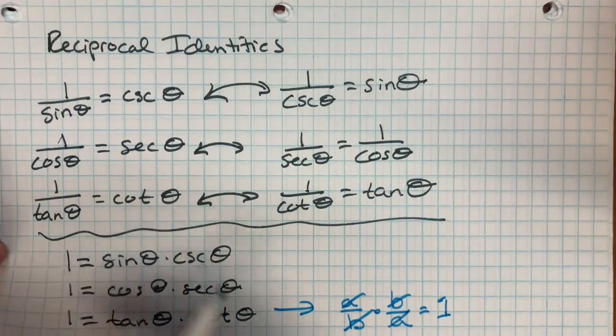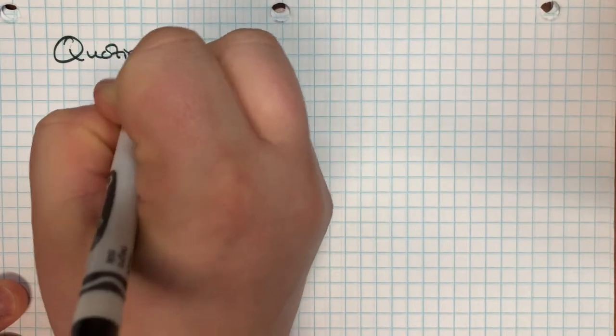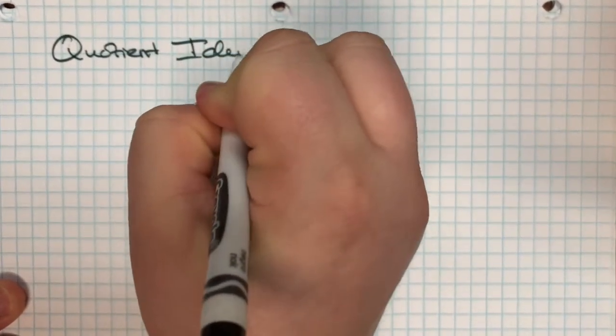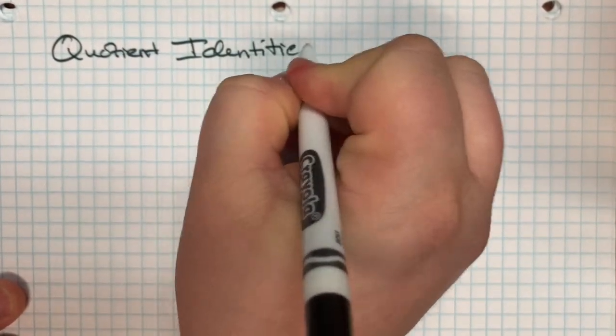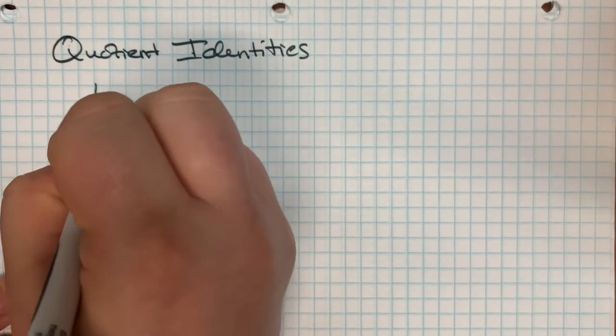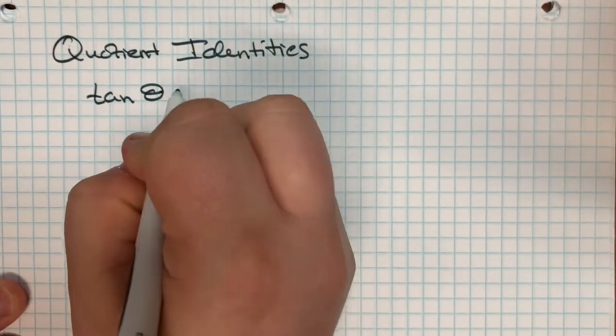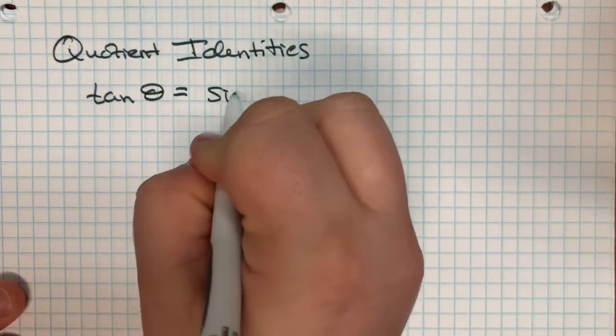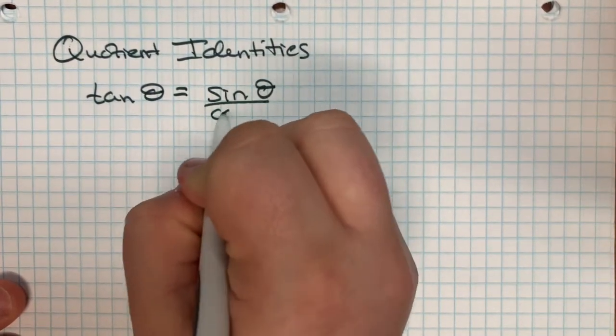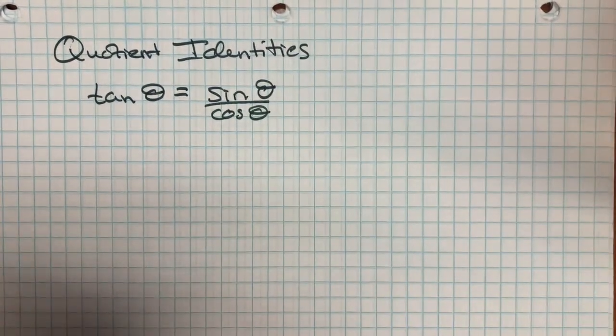We have just a couple more identities. You know, this is a lot of identities, but once we start to work with them, it'll be a little bit more comfortable. These are called our quotient identities. Tangent of theta is sine of theta over cosine of theta.